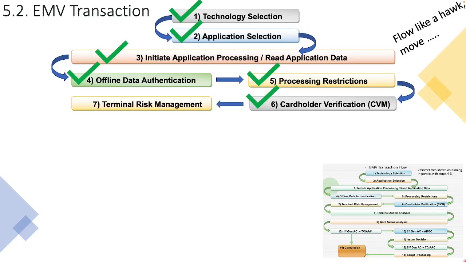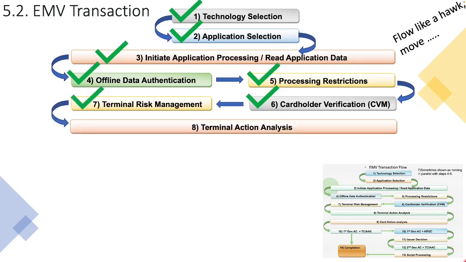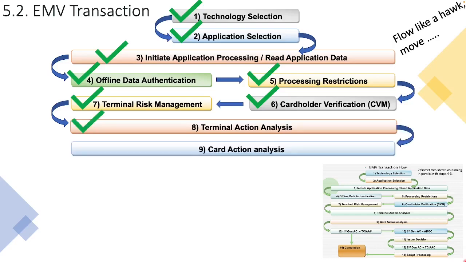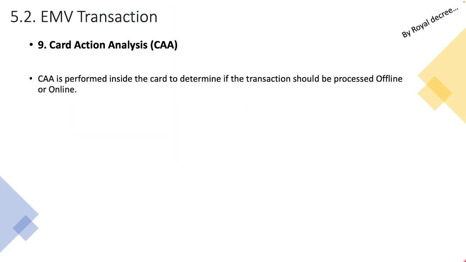The terminal then goes into a phase of terminal risk management, which then results in step 8, which is terminal action analysis. Once this is complete, this brings us into step 9, which is now card action analysis, and card action analysis is the topic of discussion of this video. Okay, so let's get straight into it.